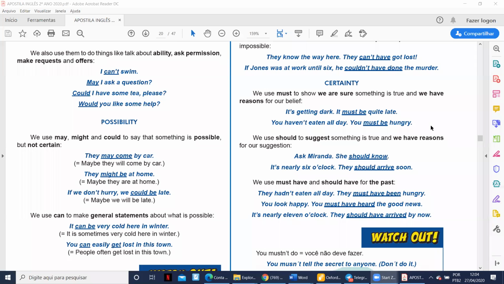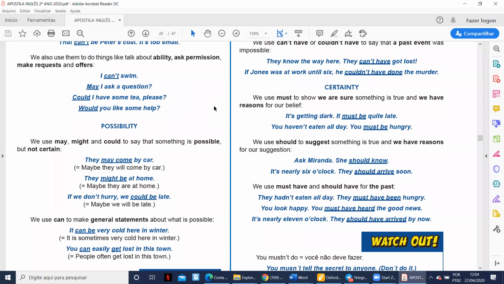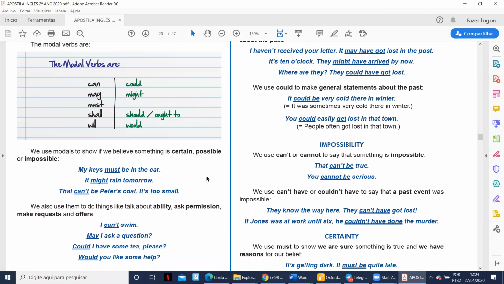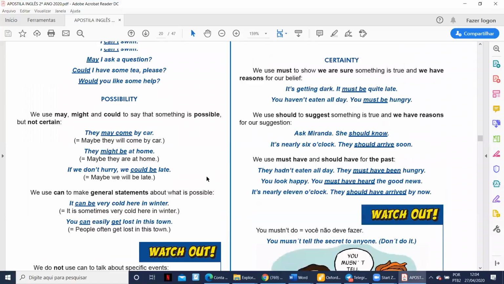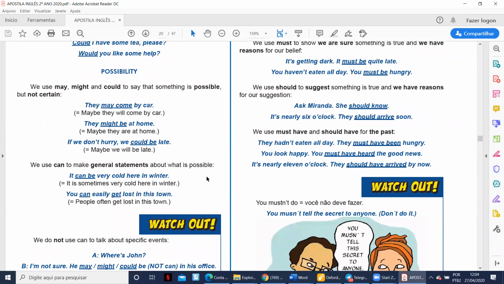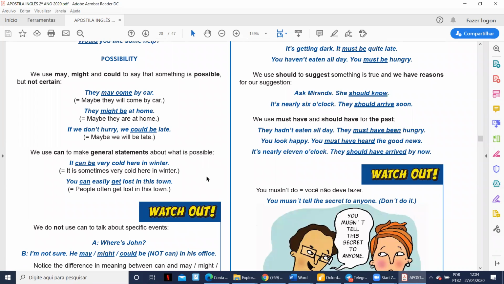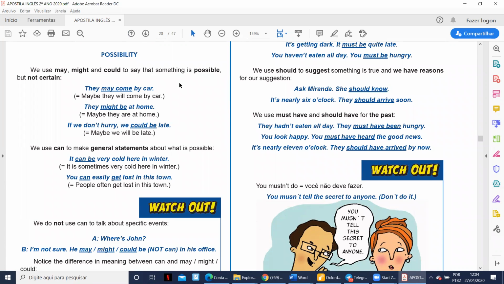Okay, now that you understand, you know how to identify modal verbs. You know how modal verbs work. Let me show you then some modal verbs grouped according to their behavior, okay, or their usage. Well, we have some modal verbs that can be used to talk about possibility. What are they? May, might, and could. So we can use may, might, and could to say that something is possible. But of course, if something is possible, it's not certain.